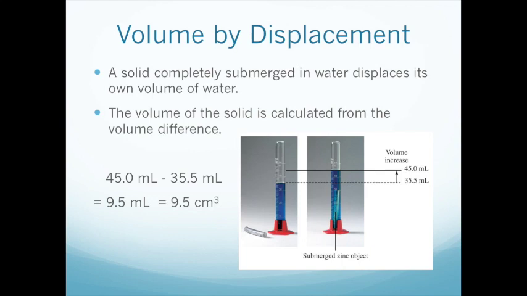This is a picture of that same process. You have a graduated cylinder. It contains 35.5 milliliters of liquid. You put a solid into the water. It increases to 45 milliliters, meaning that the volume of your object is 9.5 cubic centimeters. In this case, it is zinc.